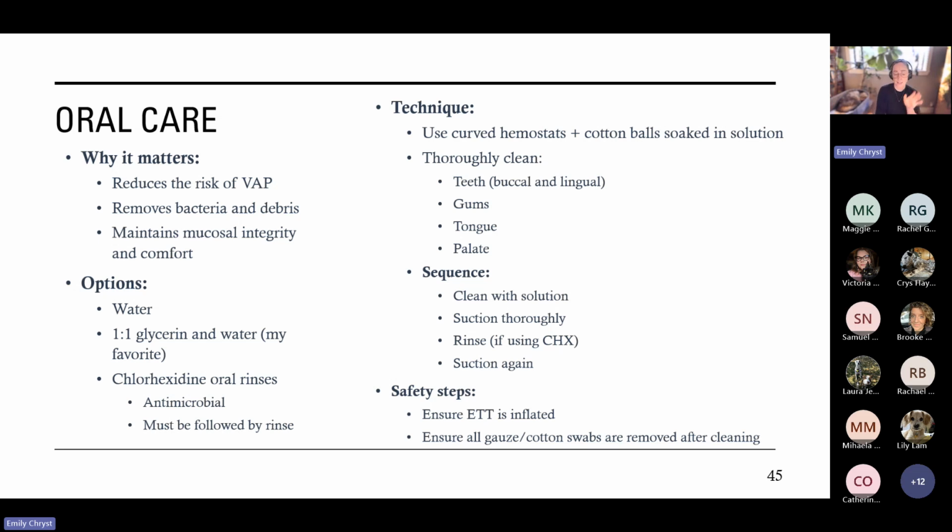Key point here, as I mentioned, make sure the endotracheal tube is inflated, but also make sure that all the gauze and cotton swabs are removed after cleaning. We're always just going to assume that we have to do an emergency intubation at any moment in these patients. And we don't want to have to go fishing around for a piece of gauze that's in the back of the airway before we are extubating. And we definitely don't want to be shoving a piece of gauze down into the airway if we missed it.